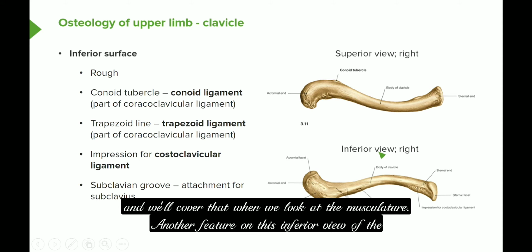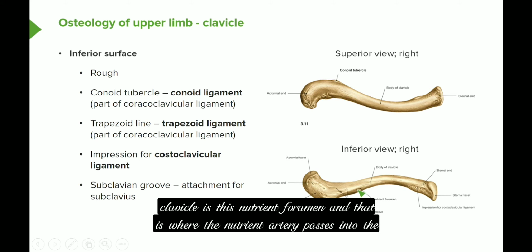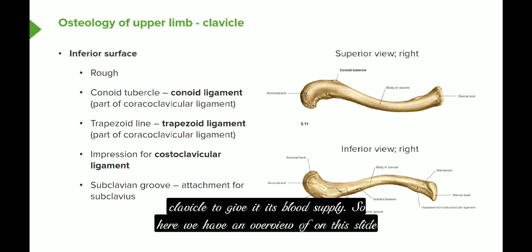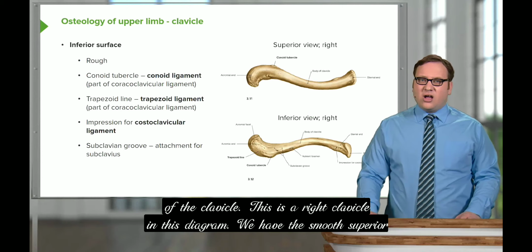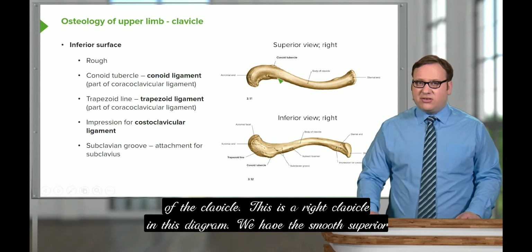Another feature on this inferior view of the clavicle is this nutrient foramen, and that is where the nutrient artery passes into the clavicle to give it its blood supply. So here we have an overview on this slide of the clavicle. This is a right clavicle in this diagram.